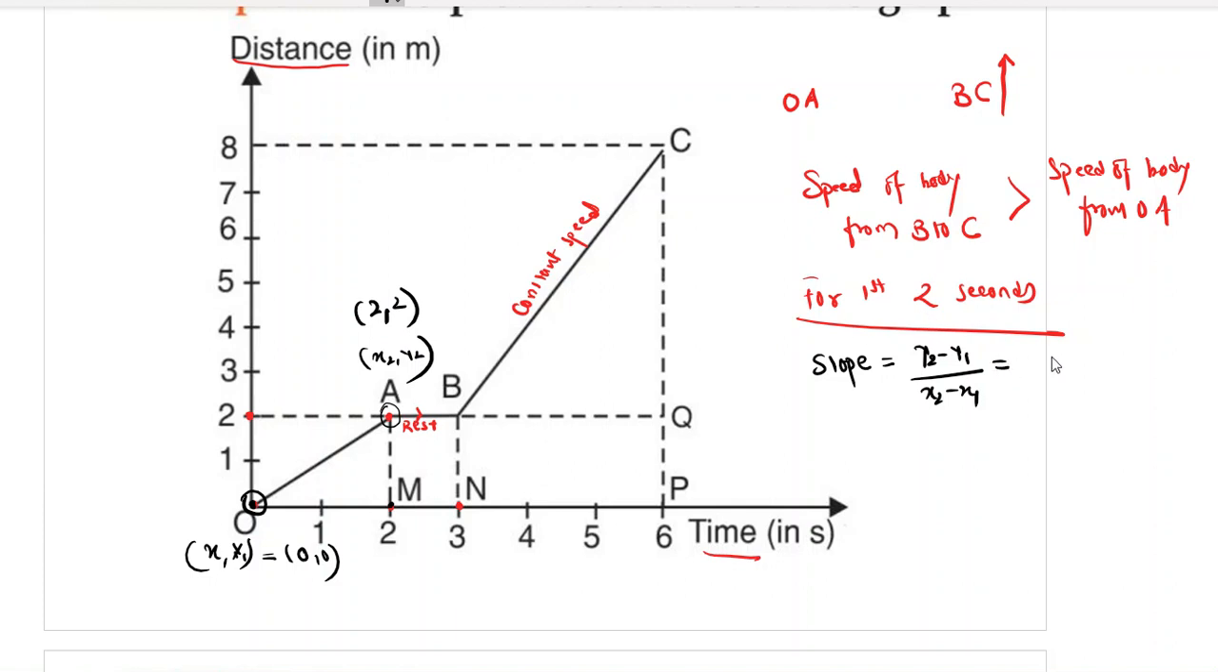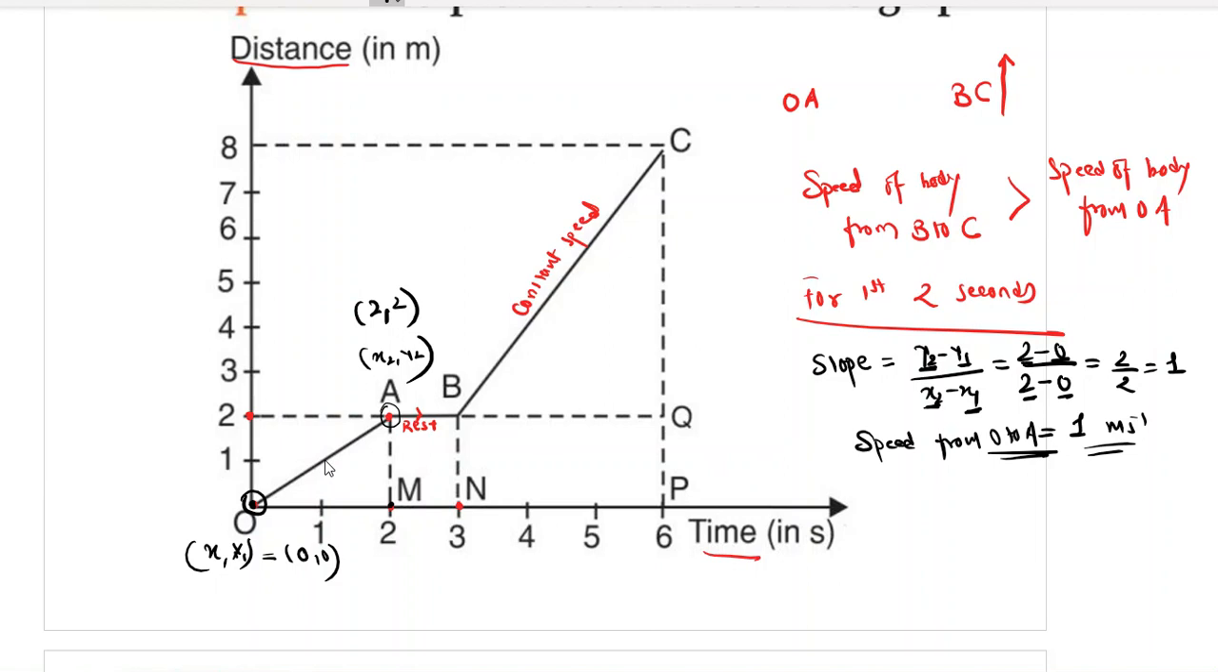So what is y2 minus y1? 2 minus 0 upon what is x2 minus x1? 2 minus 0. See, y2 is 2 and y1 is 0. Similarly, x2 is 2 and x1 is 0. 2 minus 0 upon 2 minus 0 is 2 by 2, which is 1. So slope is 1 meter per second. That is speed. Speed from O to A is how much? 1 meter per second.